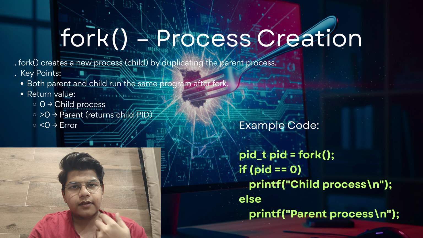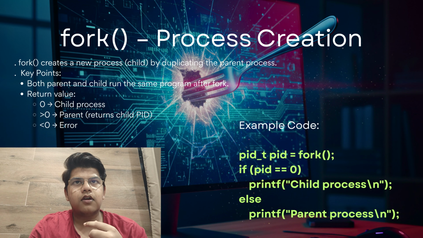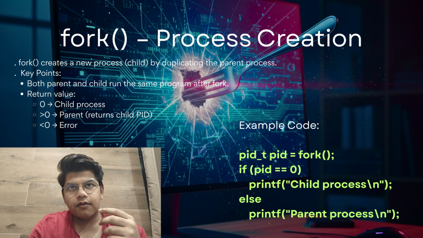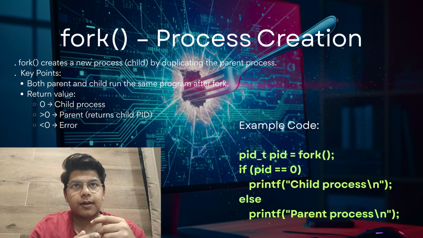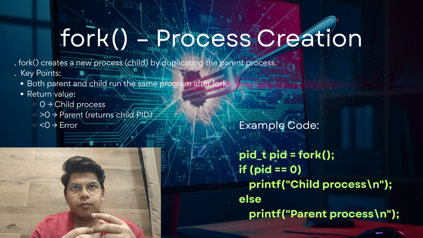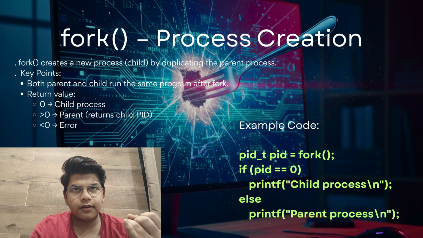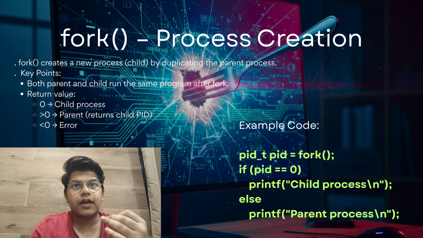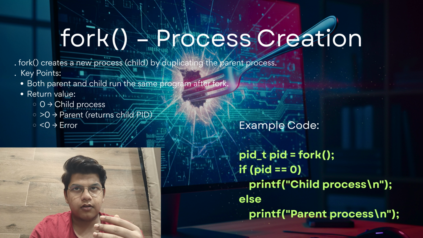So now let's get into the code of fork. Fork is the system call used to create a new process. When a process calls fork, the kernel creates a child process that is, at the moment of creation, an almost exact duplicate of the parent. That means the child starts executing at the instruction right after the fork call.